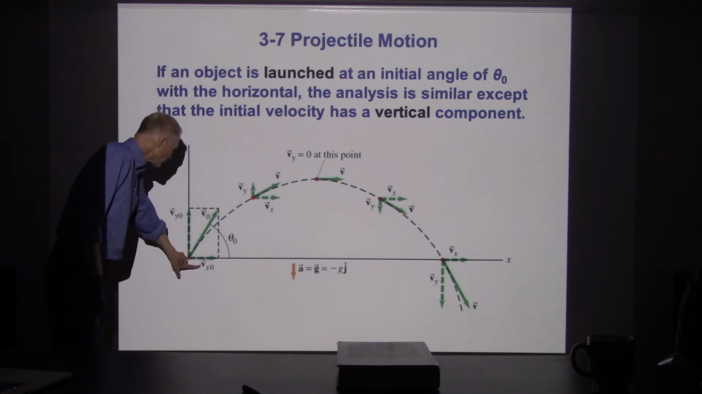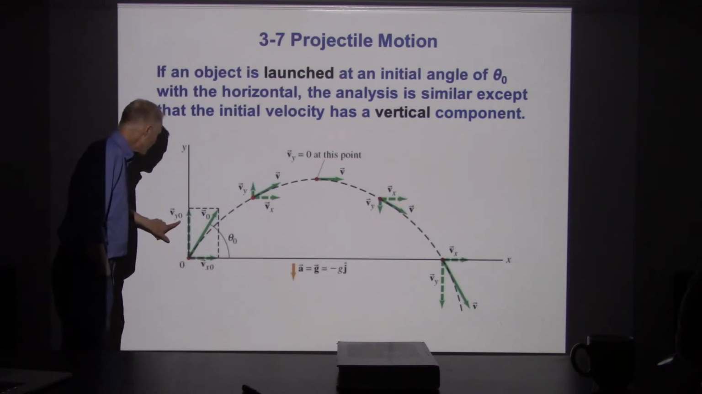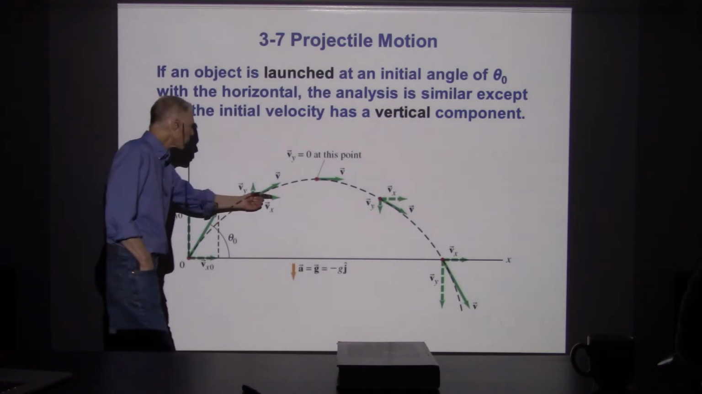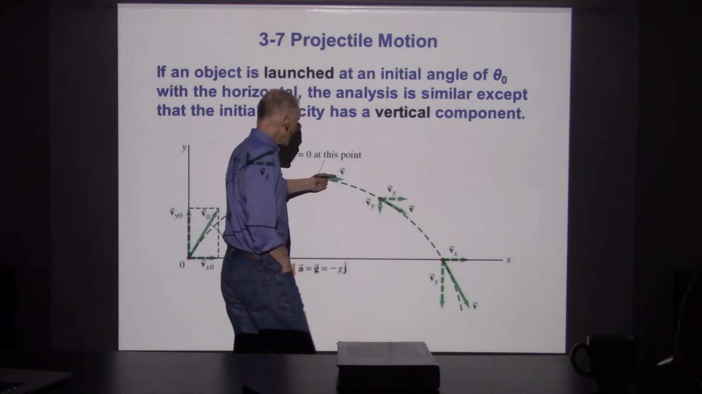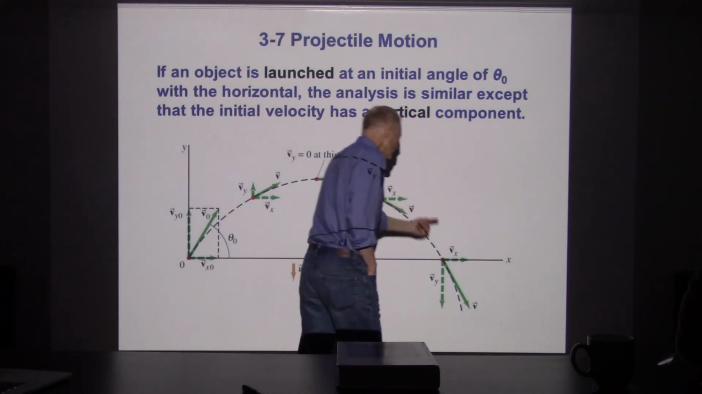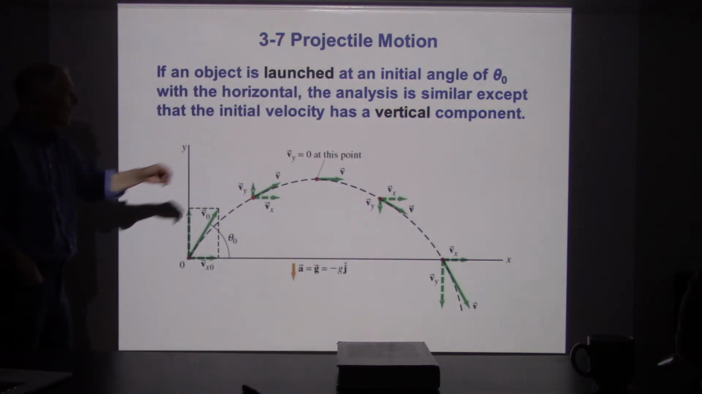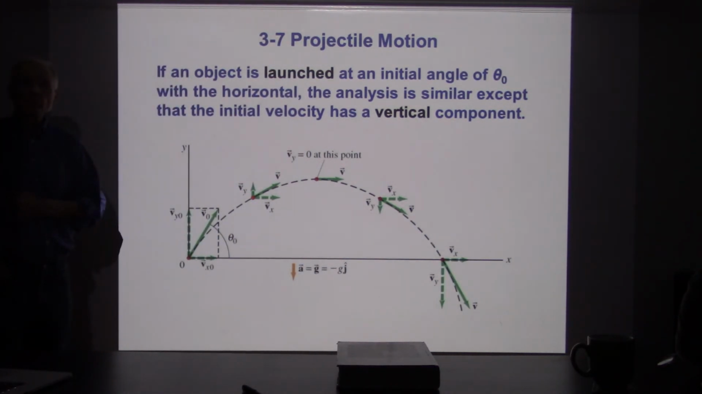So those are going to be the starting numbers, the Vx naught and the Vy naught components. The Vx naught is going to be maintained all the way through. The Vx is not changing. All the way through the trajectory from launch until impact, Vx hasn't changed. Nothing to slow it down in the x direction.